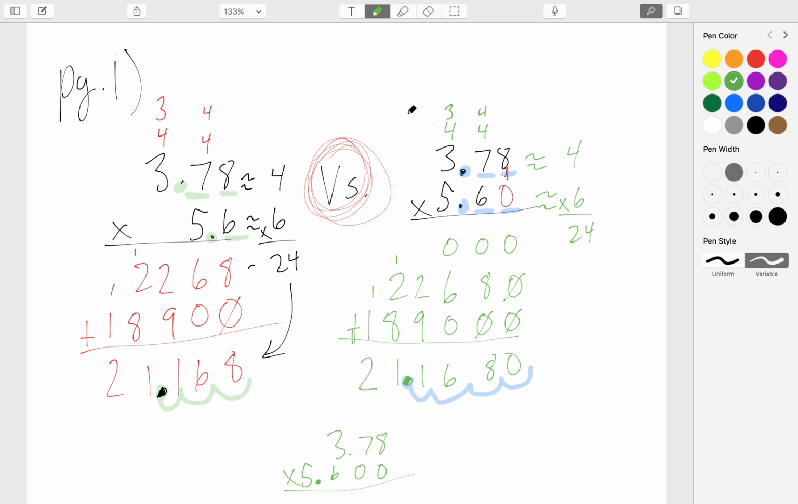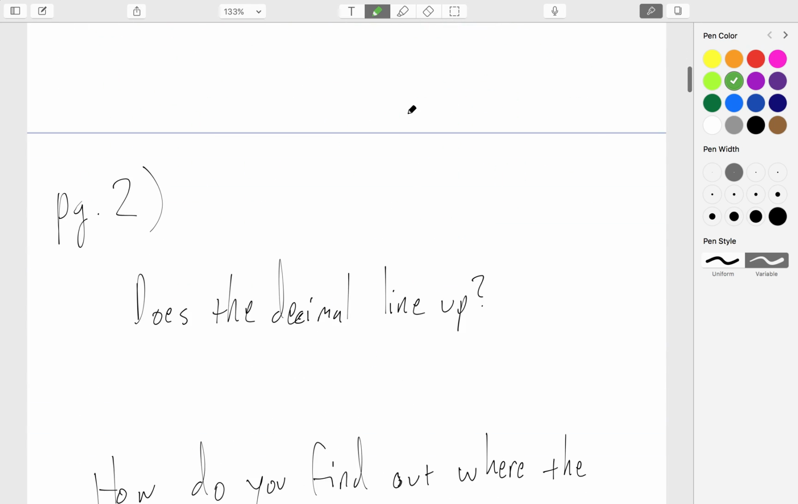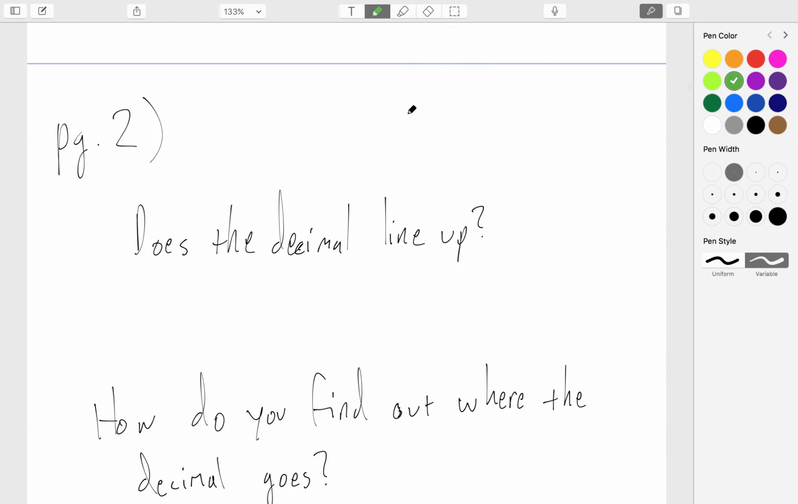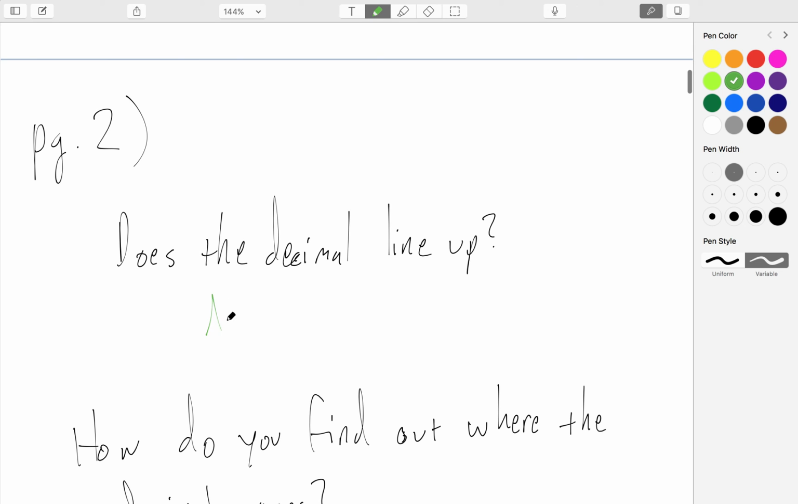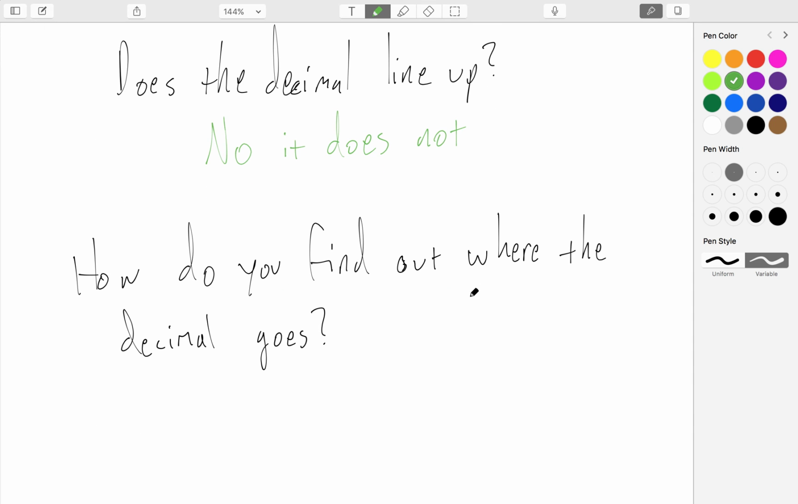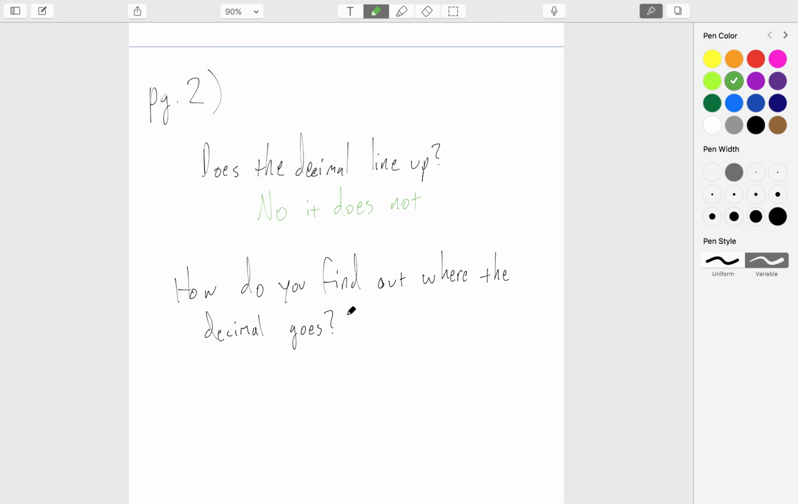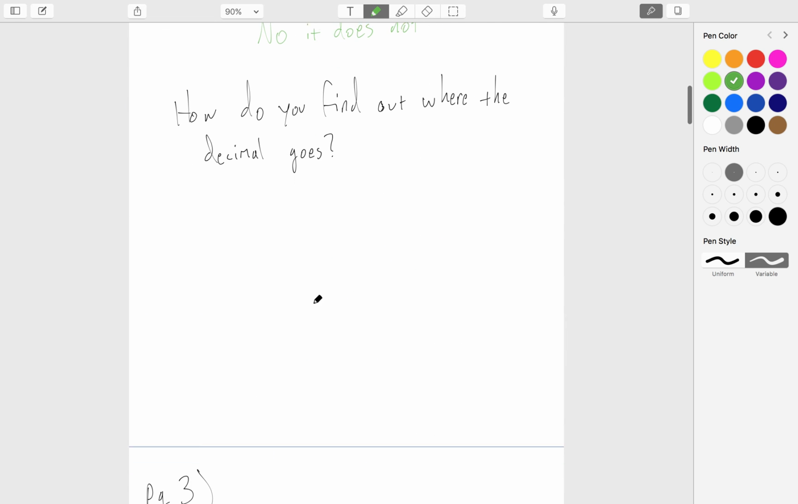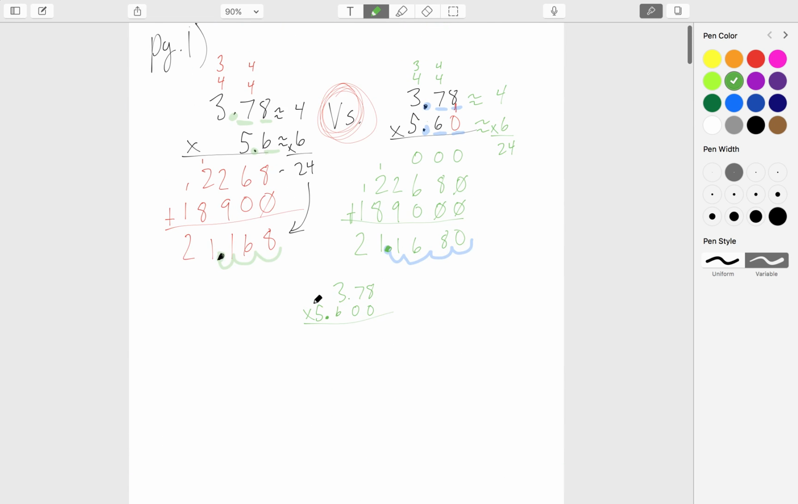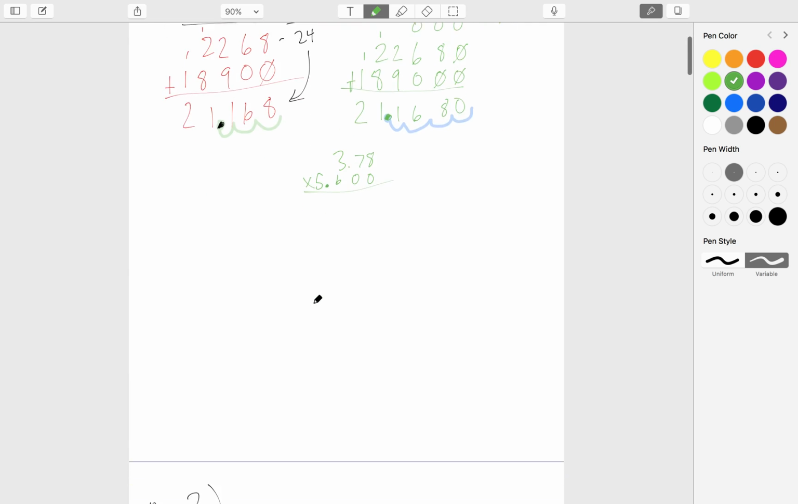Okay, let's go to page 2 now. Does the decimal line up when multiplying? So no, it does not, and you know that from page 1. How do you find out where the decimal goes? I'll leave this for you to answer. If you don't know that yet, go back to page 1 and see what we were talking about.